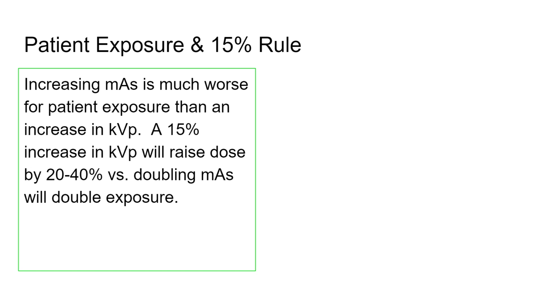So 15% in kVp will raise the dose about 20 to 40%. Do not get confused. Dose goes up 20 to 40%. Intensity goes up 100%. So you get twice as many photons, but you're not giving as much dose as if that same twice as many photons was created by doubling your mass.